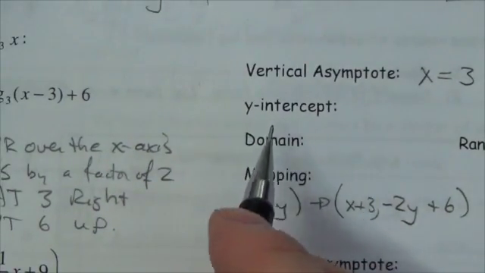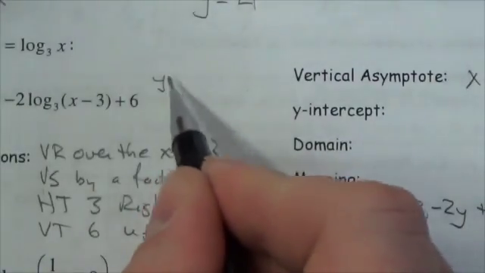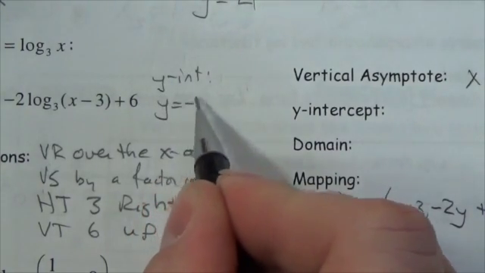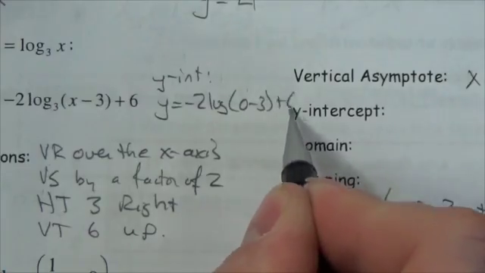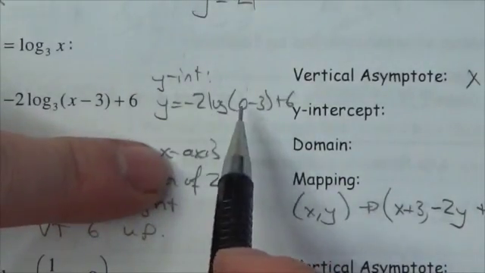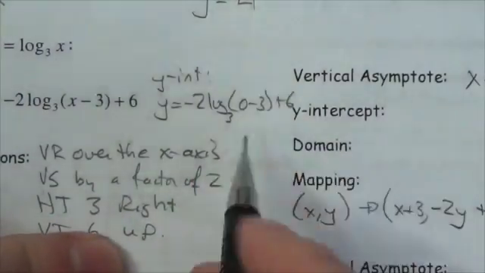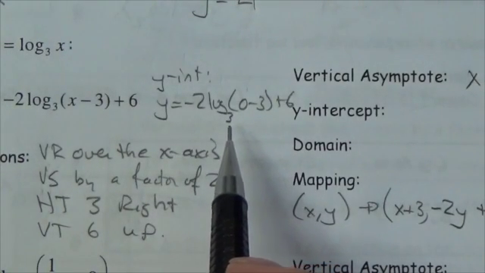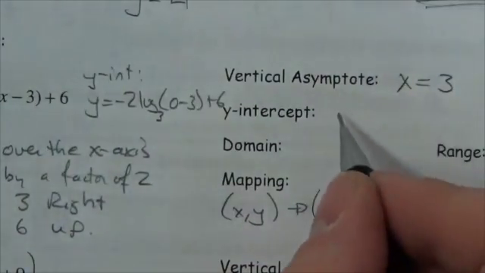Now my y-intercept is going to occur when x is equal to 0. Now let's just take a quick look at this. So for my y-intercept here, if I let x equals 0, that's going to be y equals negative 2 log of 0 minus 3 plus 6. Now, 0 minus 3, that's going to be negative 3. Oh, sorry, this is the log base 3. I forgot that. We're not, at this point, going to allow you to take the log of a negative. So this means that we're not getting a y-intercept. There is no y-intercept.